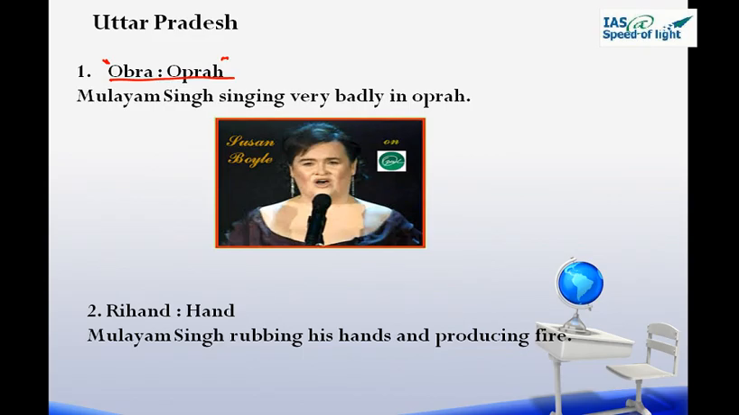Coming to the second thermal power plant of Uttar Pradesh, and that is Rihand. And from Rihand we get hand. Mulayam Singh rubbing his hands and producing fire. So the hand becomes hand, and now Mulayam Singh is rubbing his hands, and if you rub your hands, they become hot. Okay, with friction, it becomes hot. So Mulayam Singh rubbing his hands and producing fire. So the hand becomes hand, and we are relating it with the Mulayam Singh Yadav and fire.